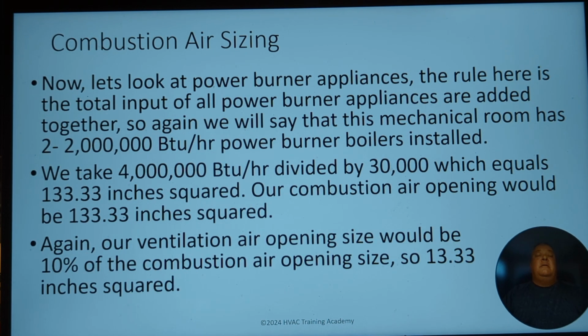Now we're going to look at the power burning appliances. When we look at those appliances, the rule is we have to have the total input of the power burner appliances added together, and everything is going to get divided by 30,000. So we take the entire input, 4 million, divided by 30,000, equaling 133.33 inches squared, and our ventilation air opening would be 10% of that, so 13.33 inches squared.